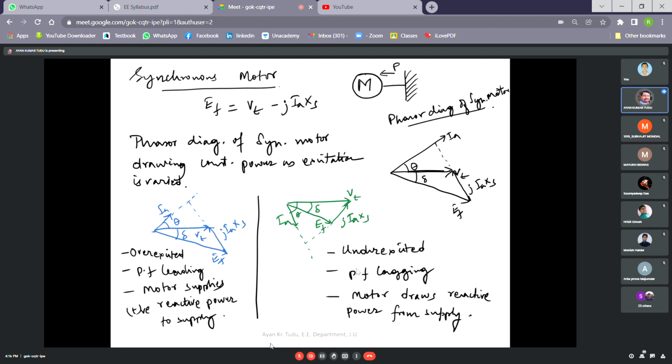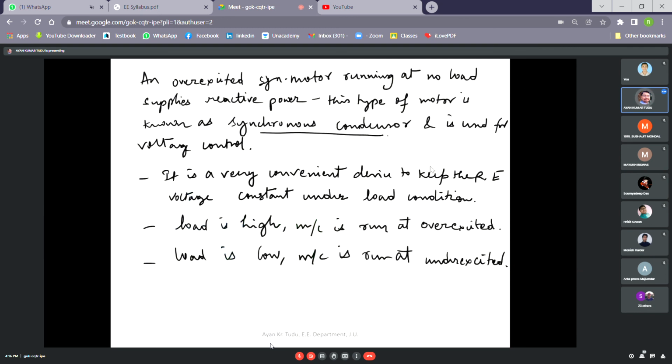Why? Because an overexcited synchronous motor is supplying positive reactive power to the supply. So what is the name of an overexcited synchronous motor running at no load? Synchronous condenser. An overexcited synchronous motor running at no load and supplying reactive power is known as a synchronous condenser, and that is used for voltage control. It is a very convenient device to keep the receiving end voltage constant under any load condition.